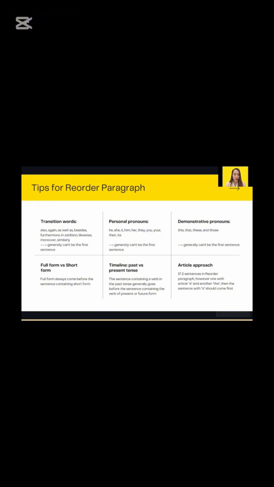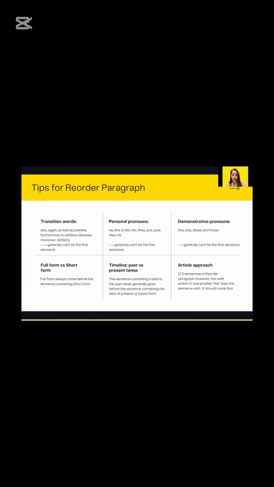The next one is the full form versus short form. The rule is that the full form should always come before the short form. When I refer to full form and short form, I mean the names. For example, Bill Gates is the full form, but the short form will be Mr. Gates. The United States of America is the full form, and the short form will be the USA. So the full form always comes before the short form.